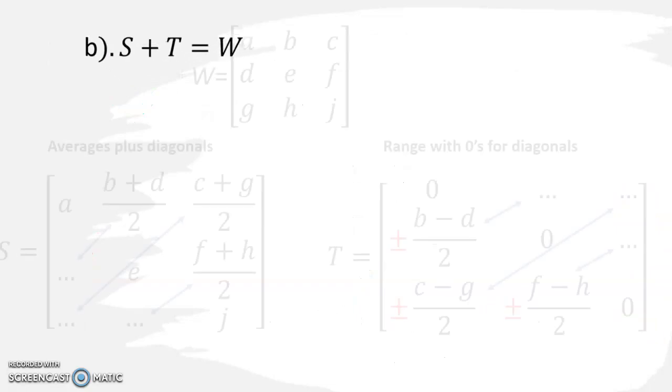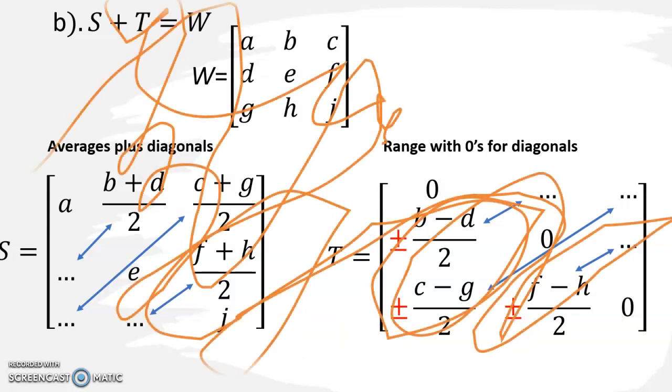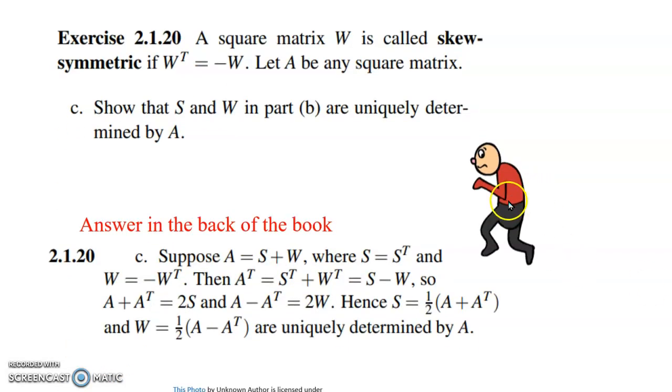And so, thinking mathematically, I thought, all right, let me come up with some formulas. And it didn't look very pretty. Averages plus diagonals, ranges with zeros for diagonals, and then I have to throw in a plus or minus. So I thought, all right, I need a different method. So I went to the answer in the back of the book for part C and realized that here's the same thing for part B, A equals S plus W, and then we have two formulas for S and W.